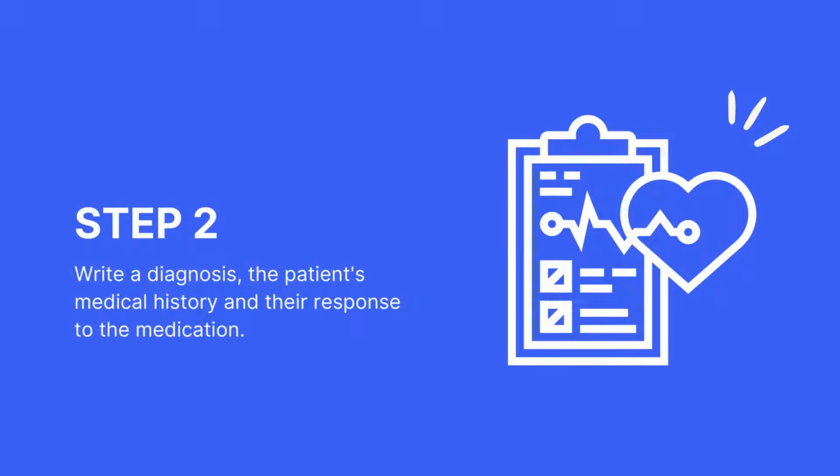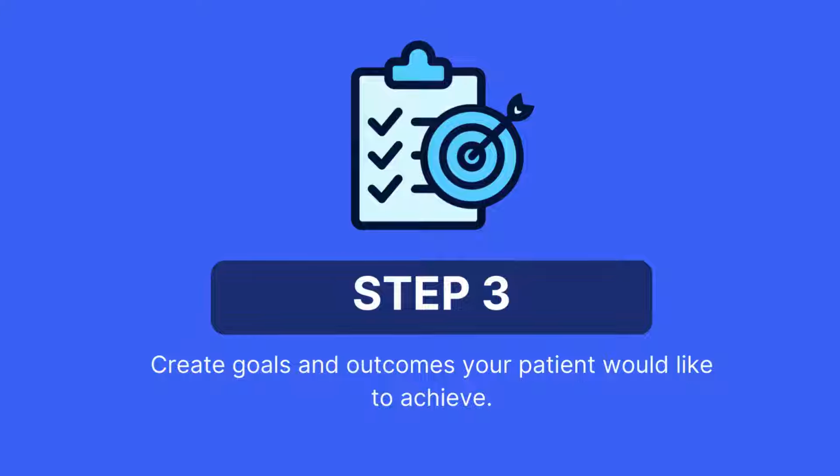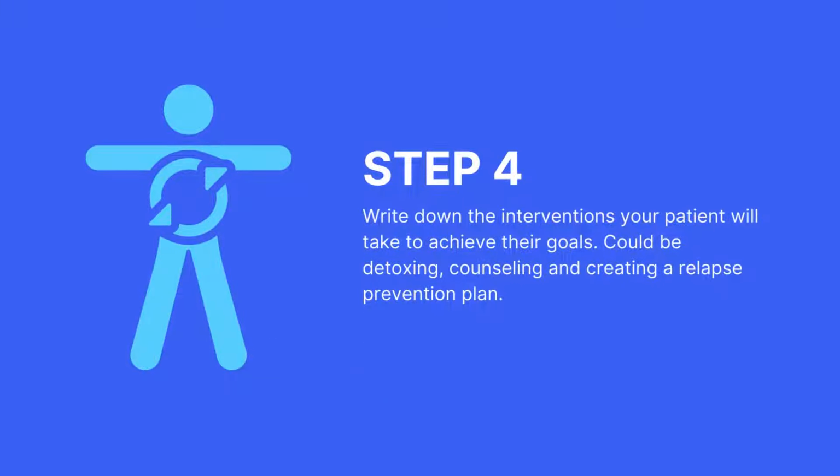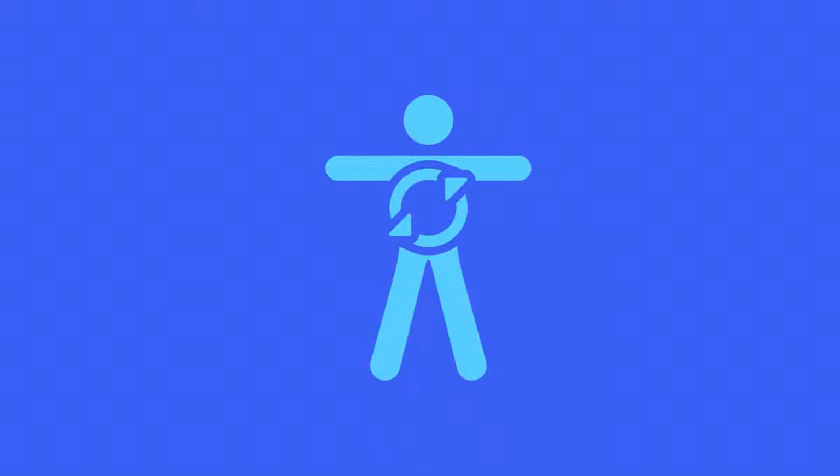Next, discuss with your patient goals and outcomes that they would like to achieve and note them down in the goals and outcomes section. Next, write down the interventions your patient will take to achieve their goals. This could be detoxing, counseling, and creating a relapse prevention plan.